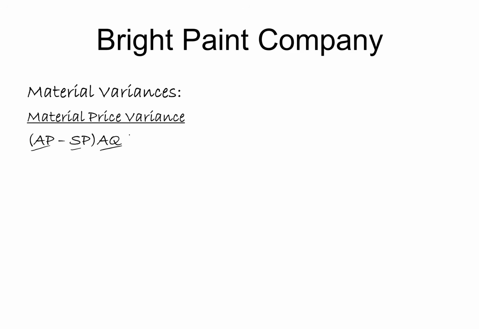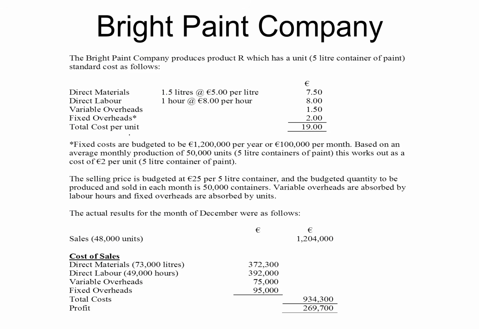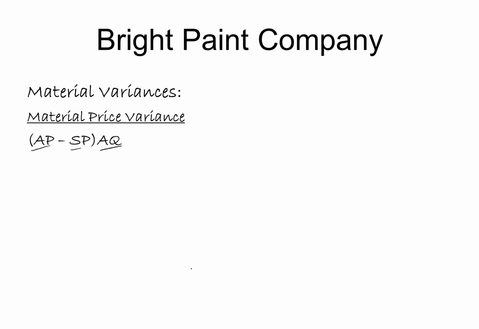Now if we just check with the question here, the direct materials are bought in litres. So the standard price will be this figure here. We expect to pay €5 per litre. The actual quantity of litres, we'll go down to the actual information here, 73,000 litres. The actual price per litre, well, we don't have that, but we can work it out. €372,300 was paid for 73,000 litres. With that information, we can work out the actual price, and that works out at €5.10.